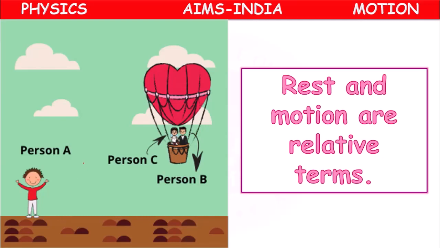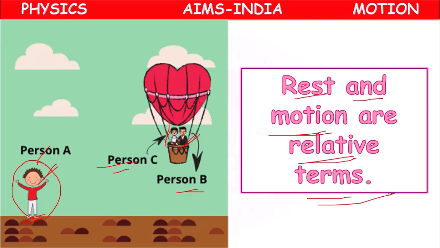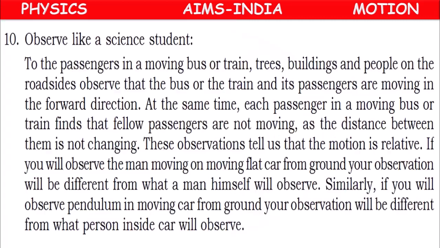Like that also we can take. Suppose these two persons are traveling in a parachute. Person A is on earth. Persons B and C are in the parachute. According to person A, both of them are moving. But according to person B, person C is at rest. According to person C, person B is at rest. So rest and motion are relative terms, which means they depend on the observer. Based on the observer, they may be at rest or they may be in motion.